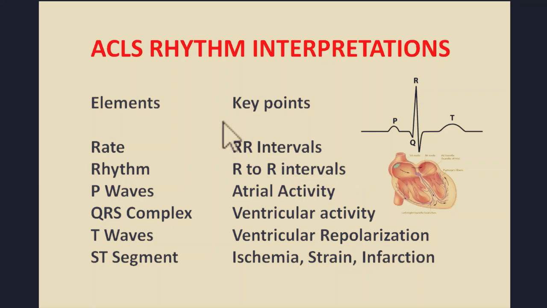Okay, to summarize, ladies and gentlemen, when you're looking at a rhythm strip for an ACLS test, first you need to look at the RR intervals, make sure what the rate is, then you look at the rhythm by looking at the RR intervals in the whole rhythm strip. Look for the atrial activity and determine what type of atrial activity you are seeing. Look at the QRS complex and see whether it is supraventricular or ventricular. Then you look at the ST-T segments to determine any evidence of ischemia, strain, infarction, or ventricular ischemia. And then you come up with the most plausible diagnosis.